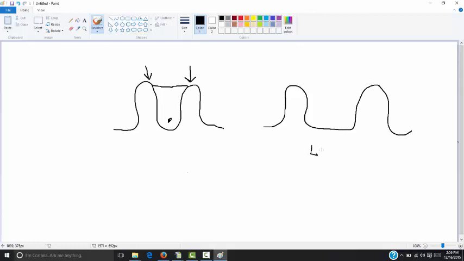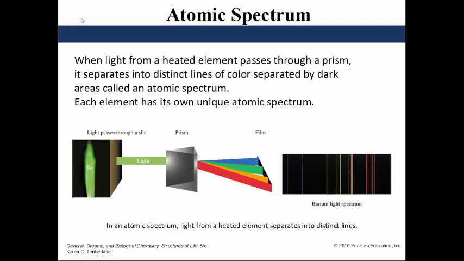That would be low energy, and this would be high energy. Okay, now we'll move on to the atomic spectrum.